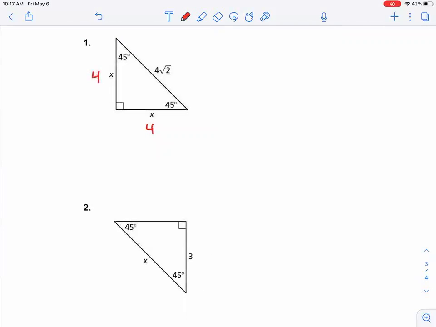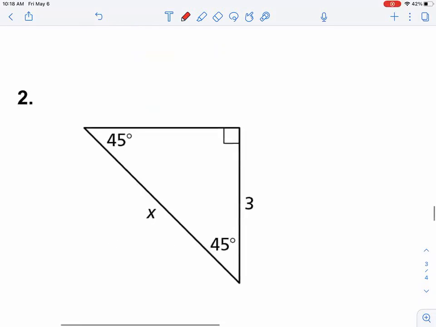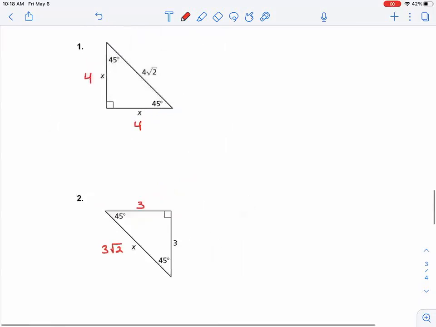So why don't you take 10 seconds to do problem number 2? If it takes you more than 10 seconds, you're approaching it the wrong way. It's a 45, 45, 90. We're given that one of the legs is 3. That means the other leg is 3. The hypotenuse is 3 root 2.